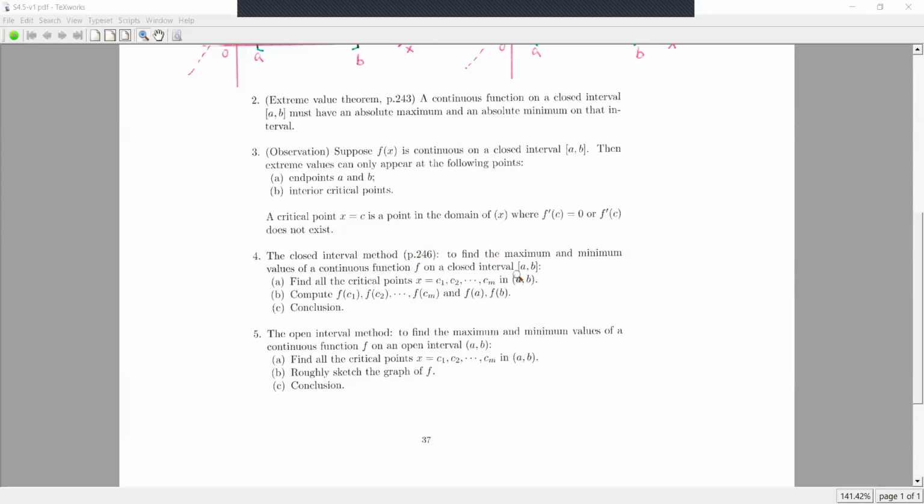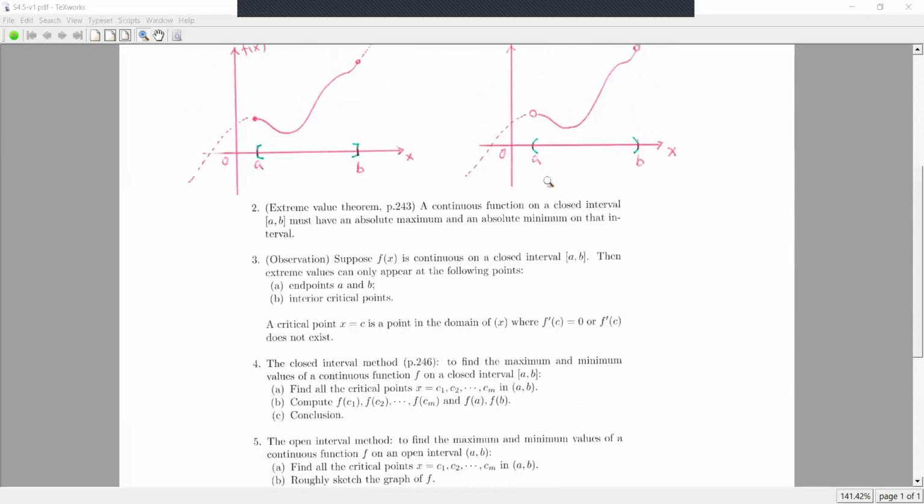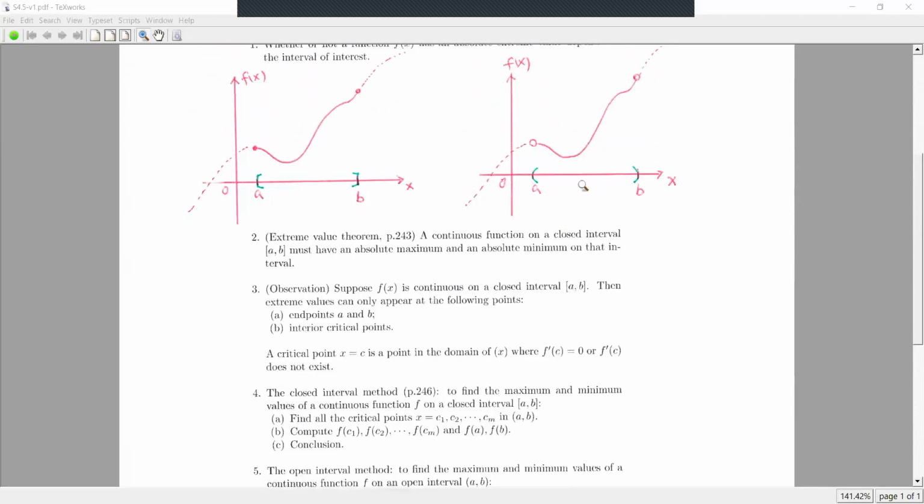Now, when the interval is an open interval, say this case, there is no guarantee that the function has a maximum function value or a minimum function value.